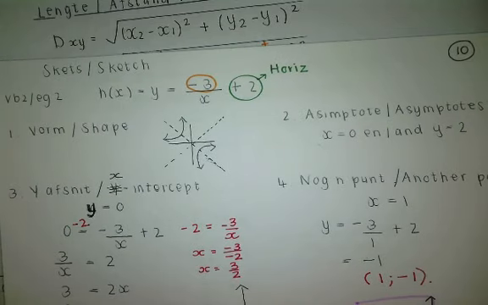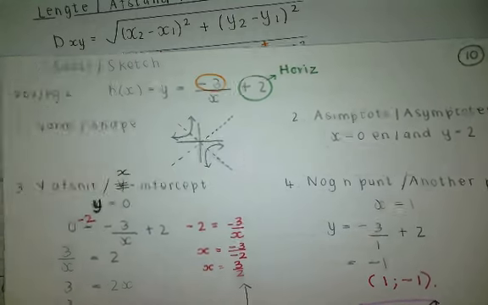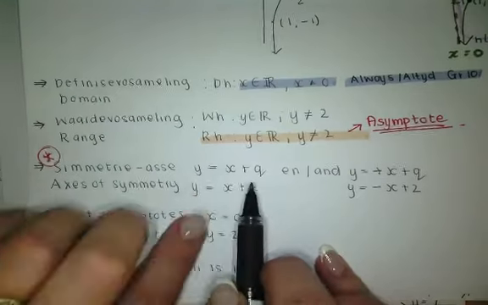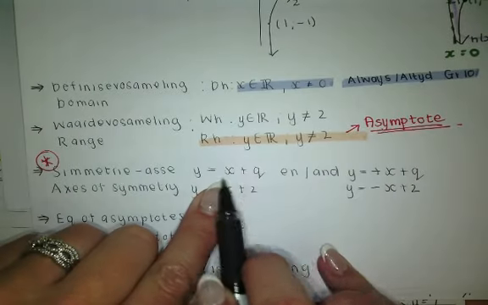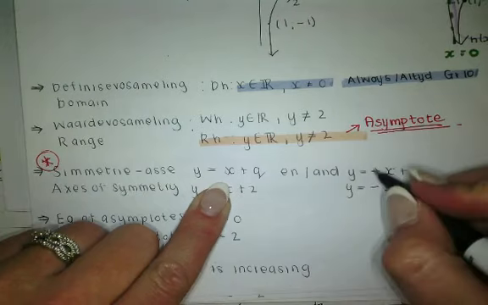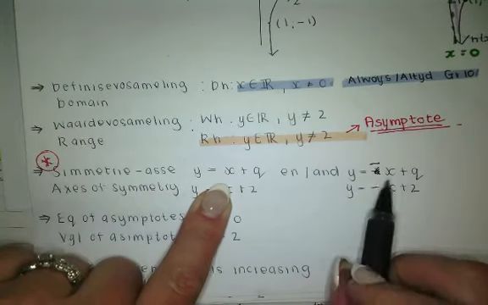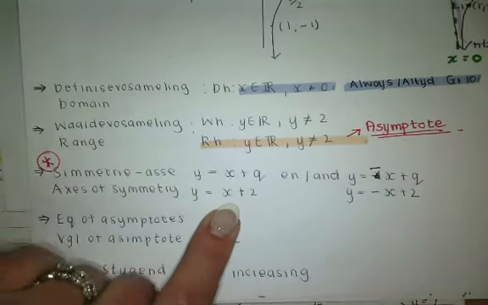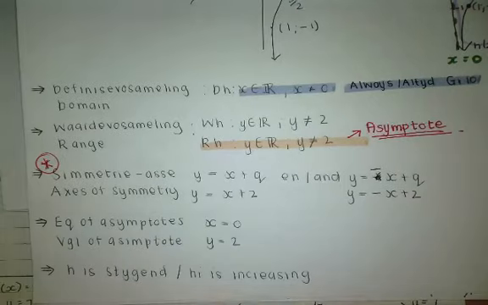So hyperbola, very important: we've got no y-intercept, we've got 2 asymptotes, and we've got 2 axes of symmetry, a positive one and a negative one. Have a look, you see this is the positive one, and this is the negative one. Just make that a clear negative.